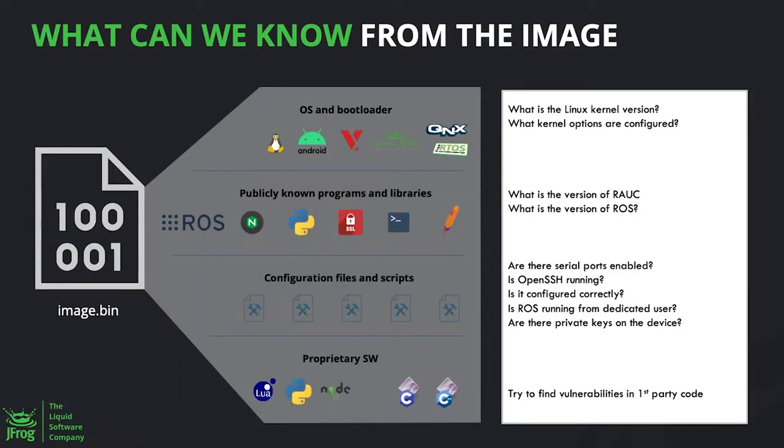So what's the Linux kernel version? What kernel options are configured? What's the version of RAUC or update software? What's the version of ROS? Are the serial ports enabled? Is OpenSSH running? Is ROS running from a dedicated user or not? All those are security issues, and you got a file. What do you know about it? Nothing. You know its size.